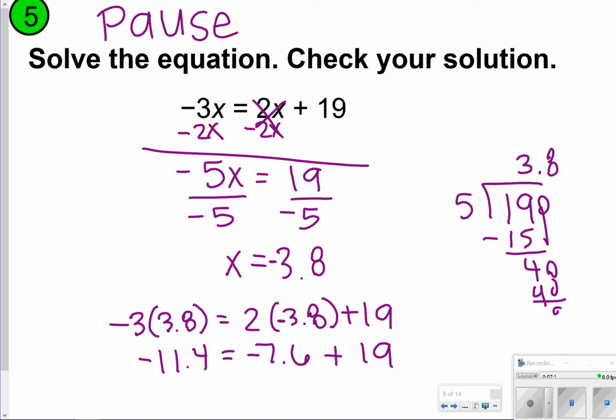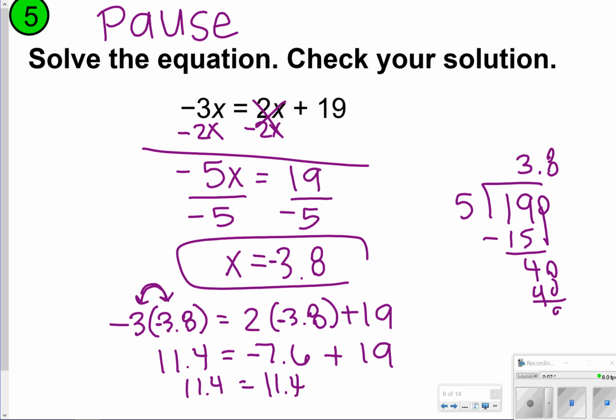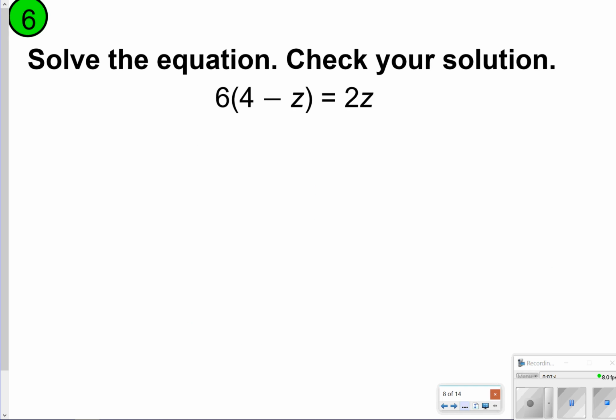That's basically asking: is 19 minus 7.6 going to be equal to negative 11.4? Also keeping in mind, I didn't factor in multiplying my negatives here. So when I multiply negative 3 times the negative 3.8, I get a positive 11.4. And 19 minus 7.6 does give me 11.4. So yes, my solution is correct. A good thing I did check my solution, because before I didn't realize I didn't keep the negative. And so that's always a good idea: plug your solution back into the equation to make sure it's balanced. Go ahead and try number 6 now.